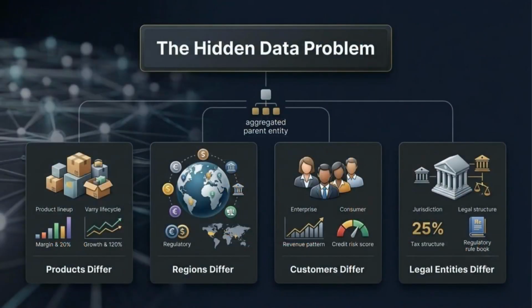The hidden data problem becomes clearer when you think about one parent company with several internal stories. Product lines may carry different margins. Regions may face different economic and currency risks. Customer groups may behave differently, and subsidiaries may operate under different legal or regulatory environments. ASC 280 is designed to prevent those differences from being buried inside one aggregated number. The standard is basically saying if management sees meaningful internal parts, users may need to see them too.